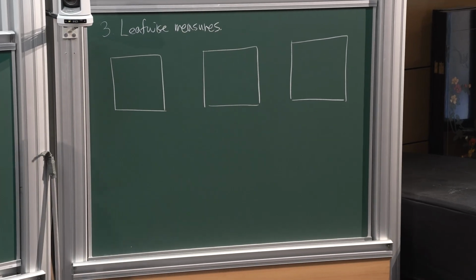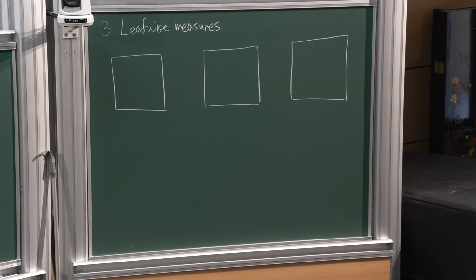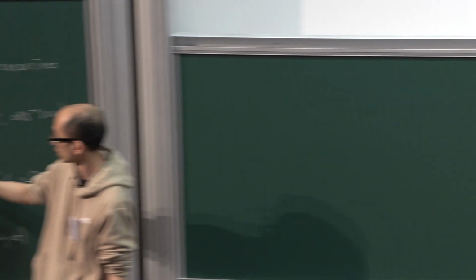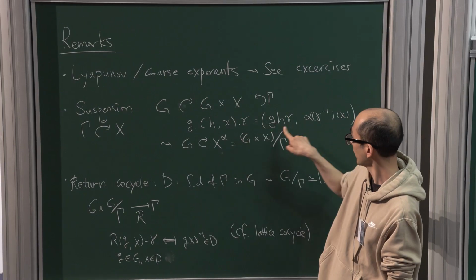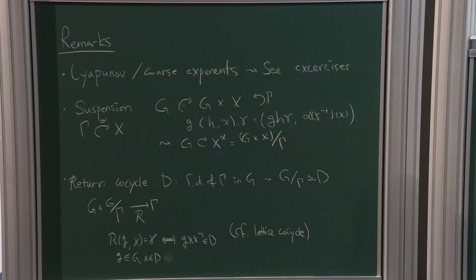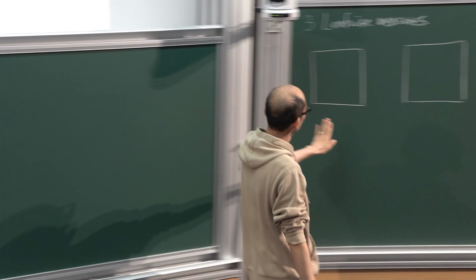So now I want to introduce what suspension. Do you mean GH gamma inverse? So suspension here? No, the line. GH gamma inverse, GH gamma. Yeah, that was a typo in the first lecture.